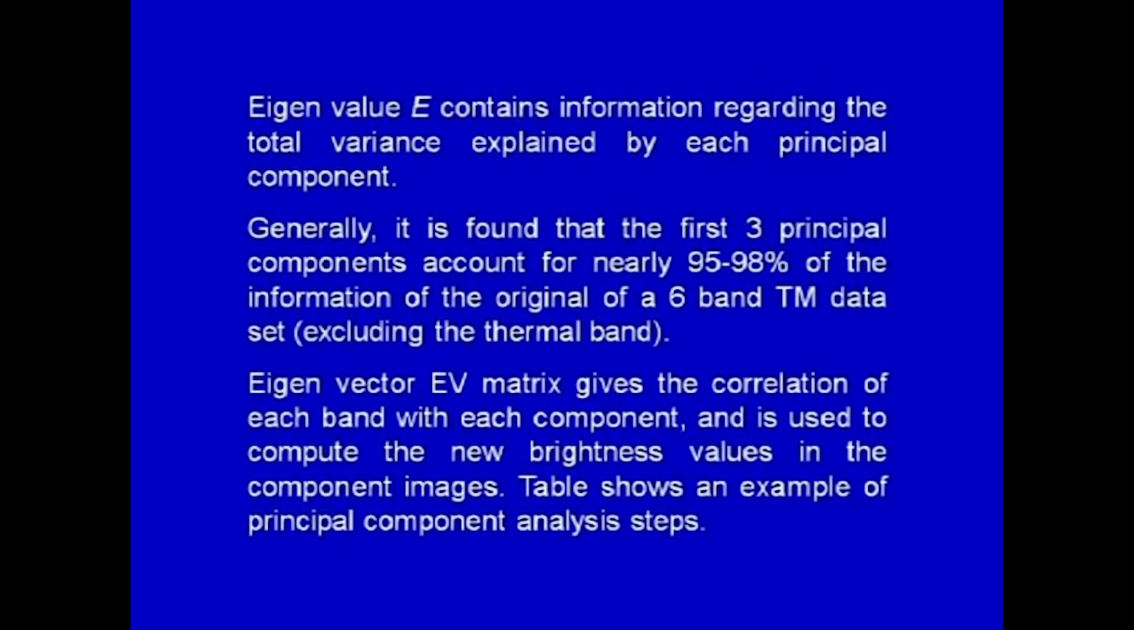Eigenvalues contain information regarding the total variance explained by each principal component. Generally, it is found that the first three principal components account for nearly 95 to 98% of the information content of a 6-band TM data set, excluding the thermal band. The eigenvector, that is the EV matrix, gives the correlation of each band to each component and it is used to compute the new brightness values in the component images. The table below shows an example of the principal component analysis steps.